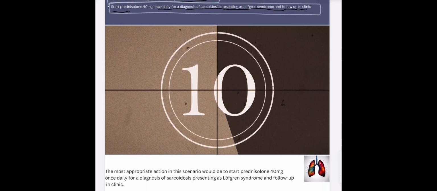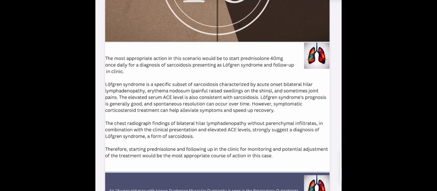And the correct answer is: the most appropriate action in this scenario would be to start prednisolone 40 mg once daily for a diagnosis of sarcoidosis presenting as Lofgren syndrome and follow up in clinic. Lofgren syndrome is a specific subset of sarcoidosis characterized by acute onset bilateral hilar lymphadenopathy, erythema nodosum, painful raised swelling on the shins, and sometimes joint pain.